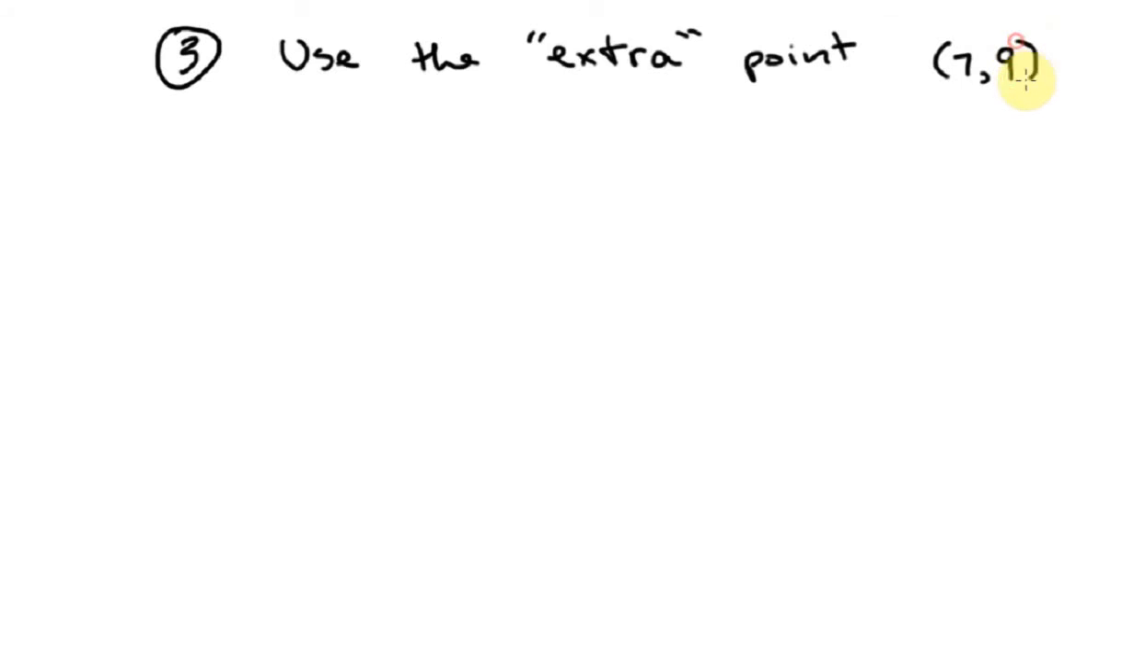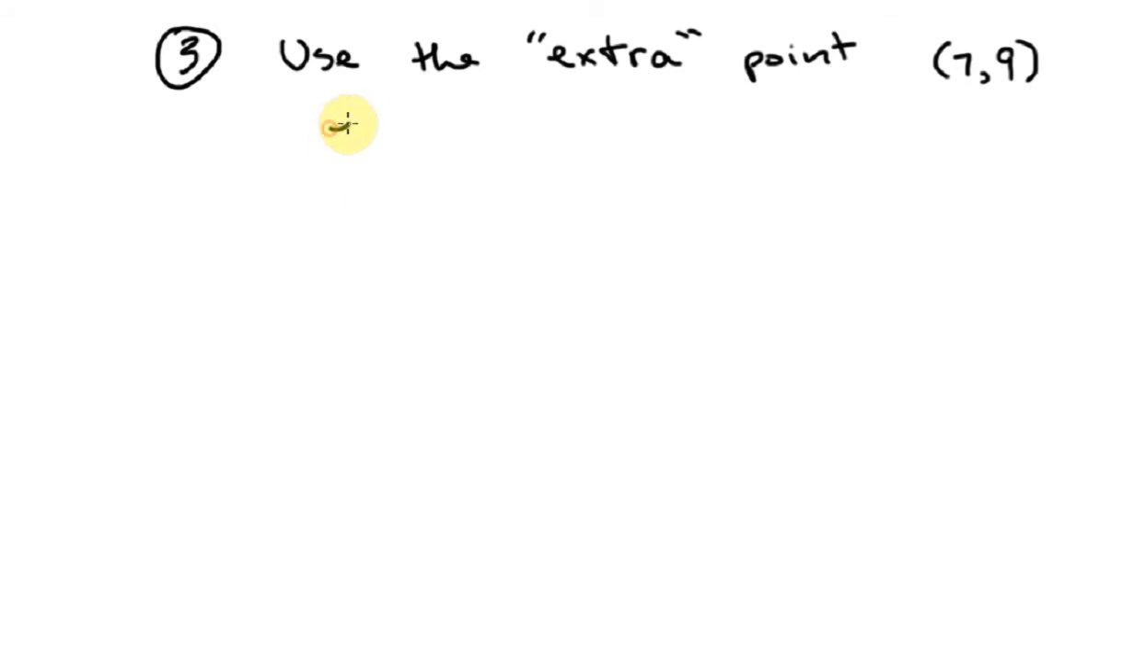Step 3 is we're going to use the other point, the extra point. It's the one that wasn't involved when we identified the axis of symmetry. It was the odd point out. So we're going to use the extra point. In this example, the extra point was (7, 9). And here's what we've got so far from our previous work.